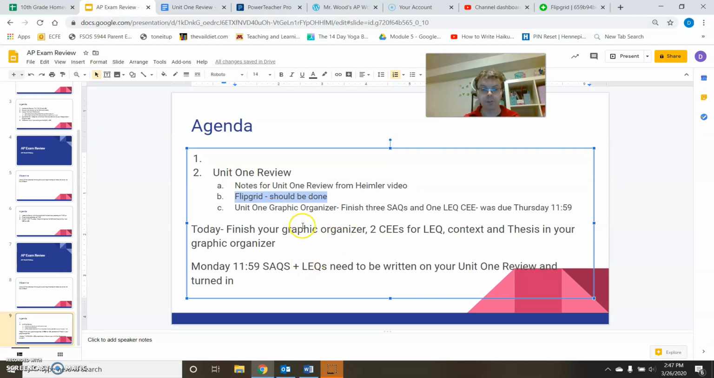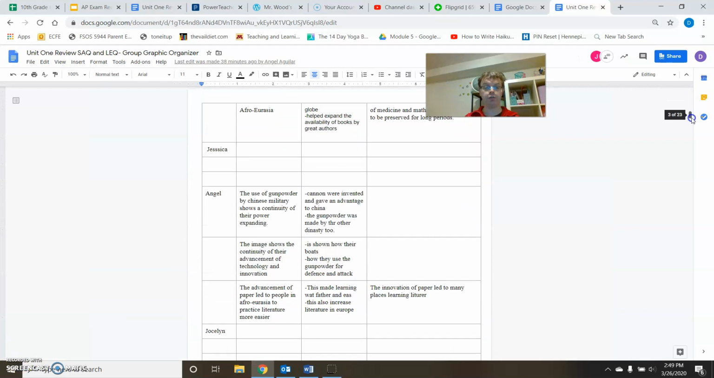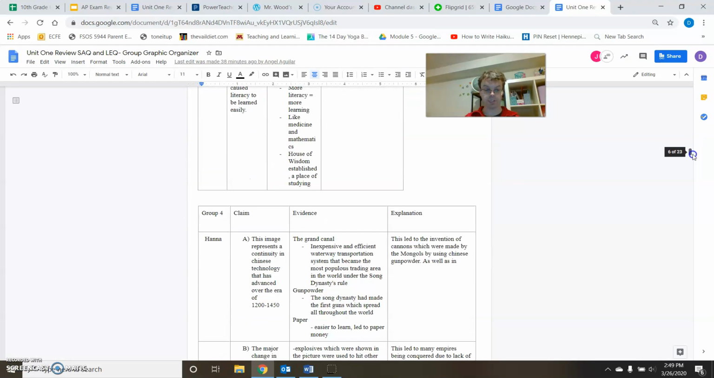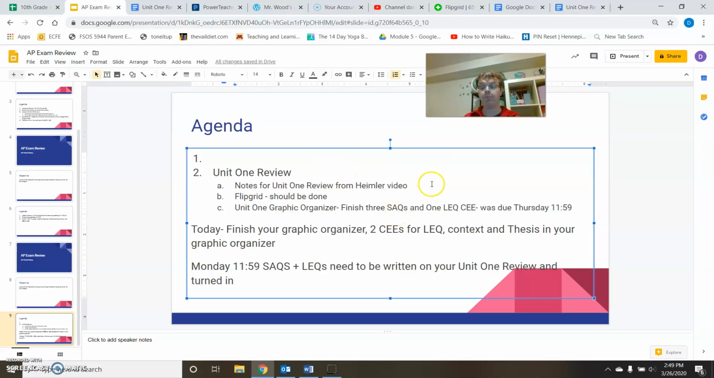All right, your Unit 1 graphic organizer that we worked on together. That is right here, and on here you should have your SAQs, your claim, evidence, explanations should be done. For your SAQs, have those filled out as much as possible. Look at other people's answers, what they have down. Since we can't get together and work on these in groups, I think it's really important that you read other people's work and see what they have. And you're supposed to have 1 CEE for your LEQ. That should be done already. If it's not, pause the video right now and get that done first.